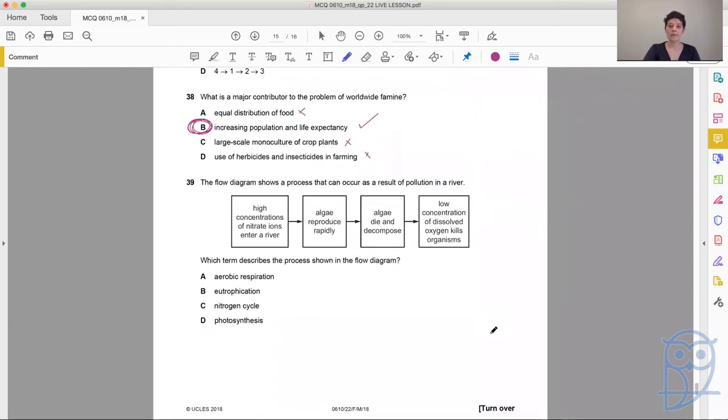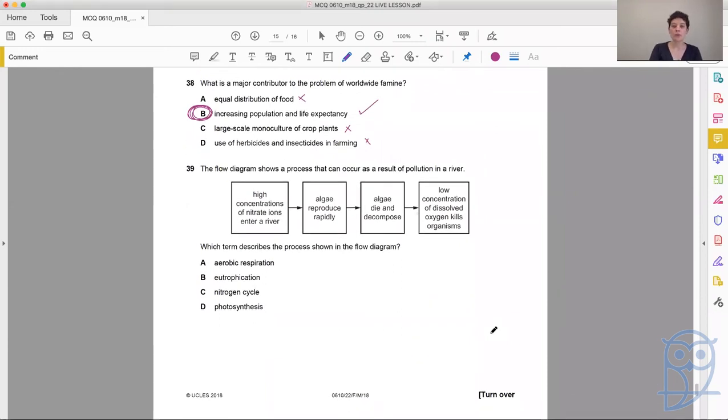Question 39. The flow diagram shows a process that can occur as a result of pollution in a river. High concentrations of nitrate ions enter the river. Algae then reproduce rapidly because we've got lots of nitrate available for them. But then those algae die and decompose. And then we have a low concentration of dissolved oxygen, which kills other organisms like the fish. So which term describes the process shown in the diagram? Increasing nitrate, killing everything off. It's all about eutrophication. So our answer is B.